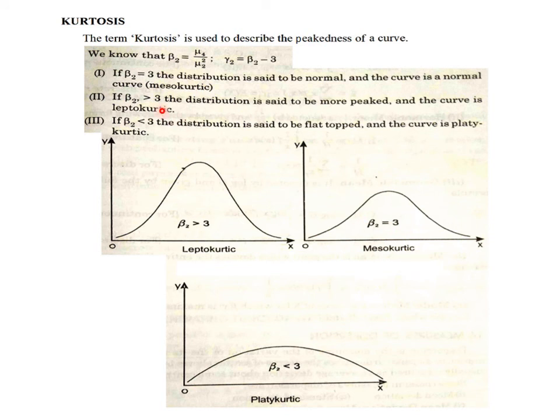And if beta 2 is greater than 3, the distribution is said to be more peaked in comparison to the normal peaked curve, and the curve is known as leptokurtic, as can be seen there, beta 2 greater than 3. So a leptokurtic curve is observed there, and when beta 2 is less than 3, the distribution is said to be flat topped. That means the peak is almost flat, and then the curve is known as platykurtic, as can be seen there, where the peak is almost flat when beta 2 is less than 3. So in this lecture we discussed skewness and kurtosis, which depend upon Karl Pearson's beta and gamma coefficients.